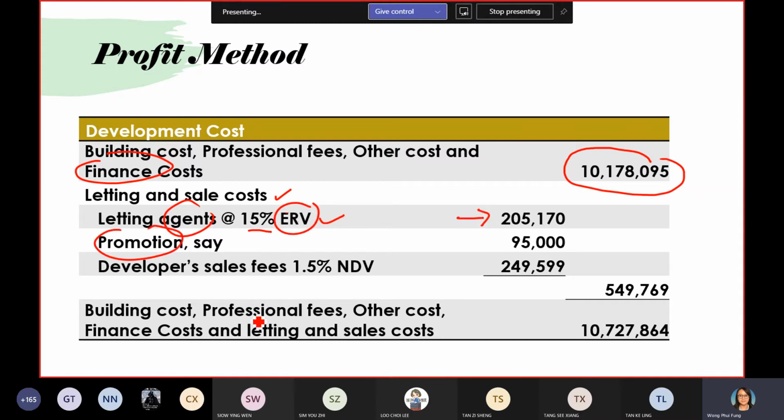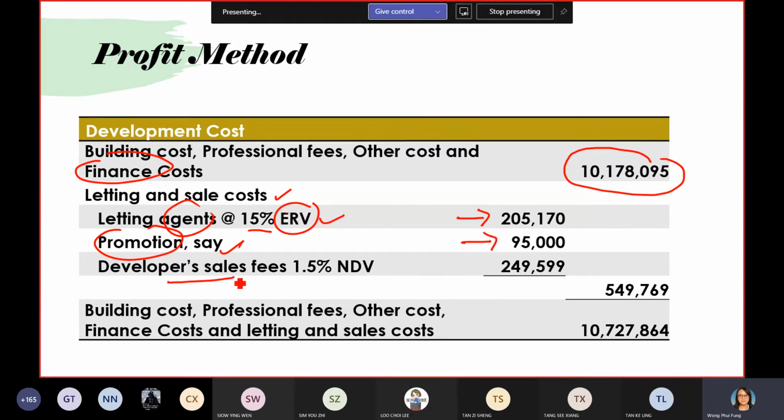Promotion is, let's say the developer wants to promote using TV, radio, or they want to build a billboard, or maybe they want to advertise on social media, FB or Instagram. They need to pay a promotion fee. So say for example, another 95,000. So this is under letting and sales fee.